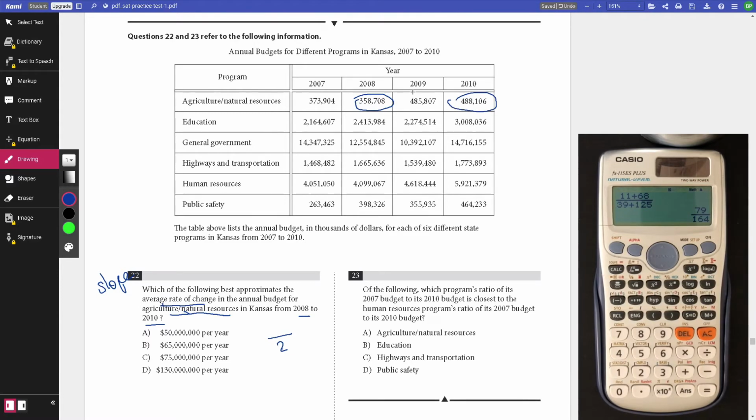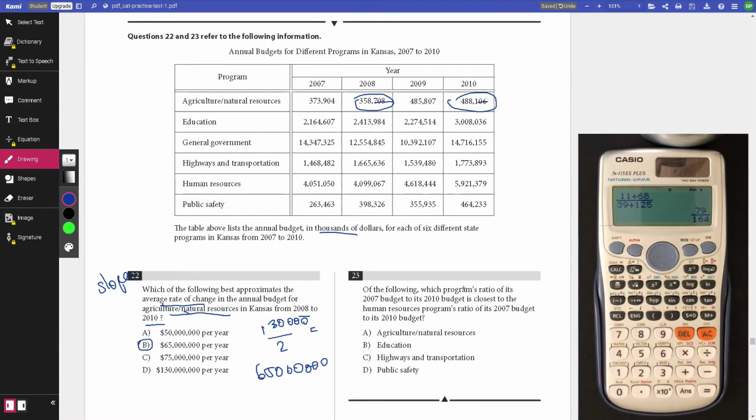If we subtract these two, just ignore these ends, that's about 130k. And 130k divided by 2 is 65, so 65,000. But this is in $1,000, so just add 3 zeros. 1, 2, 3. And the answer is B.